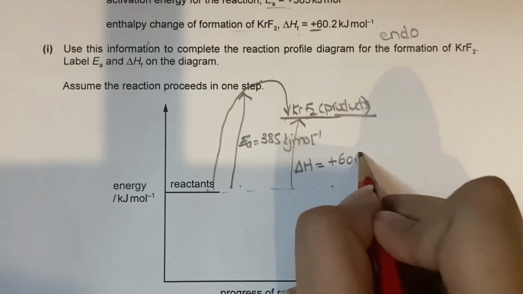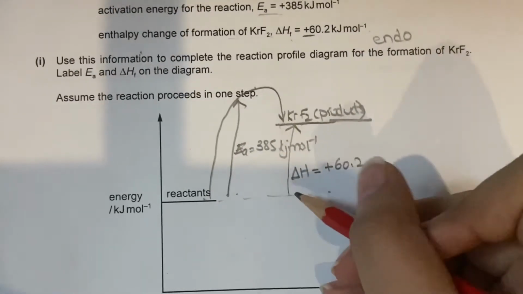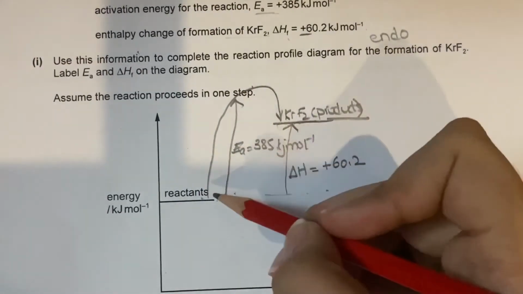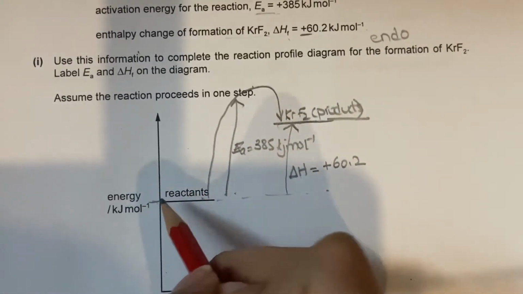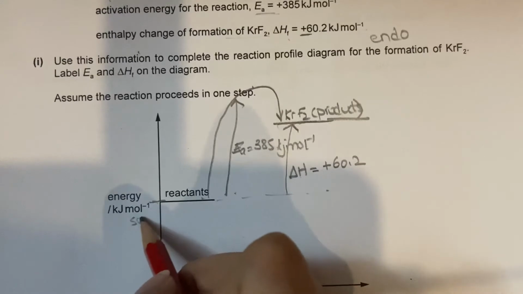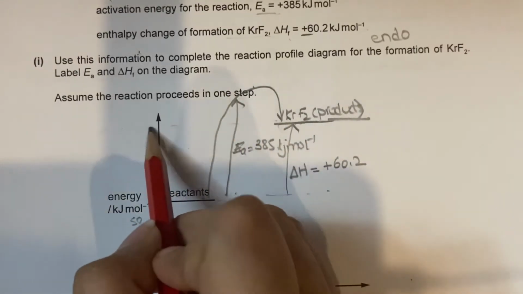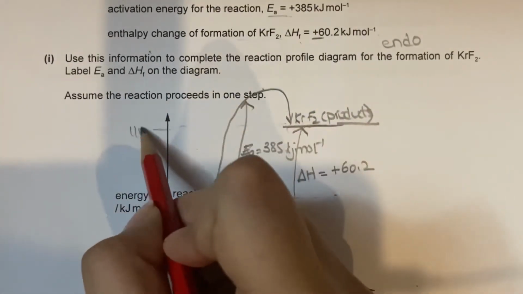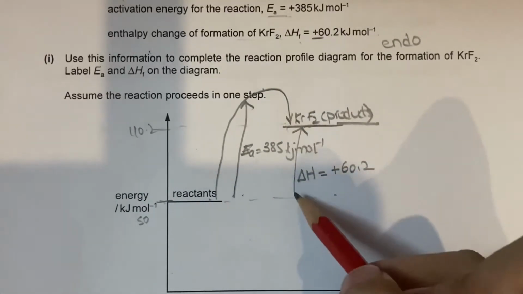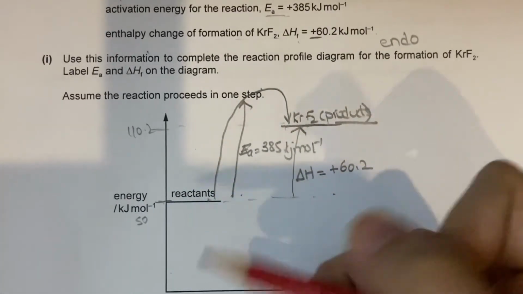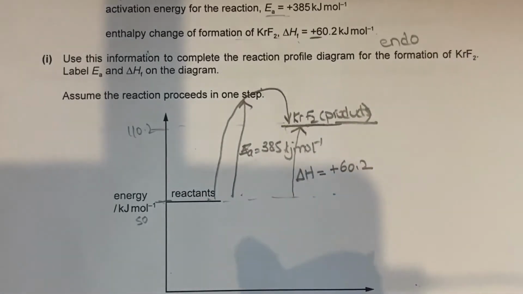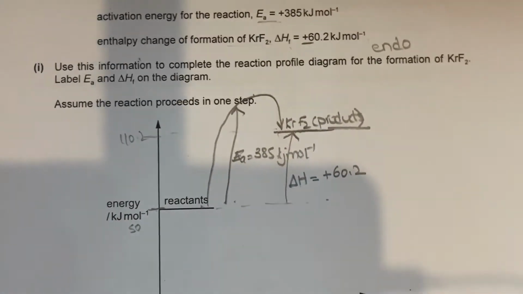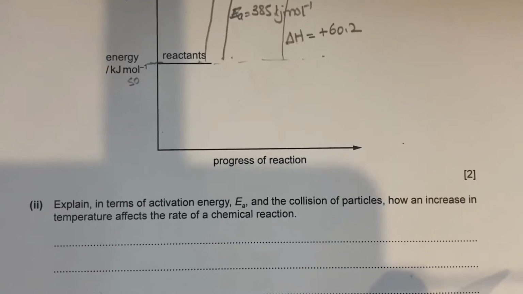Plus 60.2. So the enthalpy change is in the upward direction. These both are in upward direction because it is moving from reactants to products. And for example, this is 50. So this must be what? 50 plus 60 is 110.2, right? So it is this, the reactants are gaining energy, so it is moving upwards. Otherwise, if it were losing energy, it would have been in the opposite direction. Right, now let's move on.